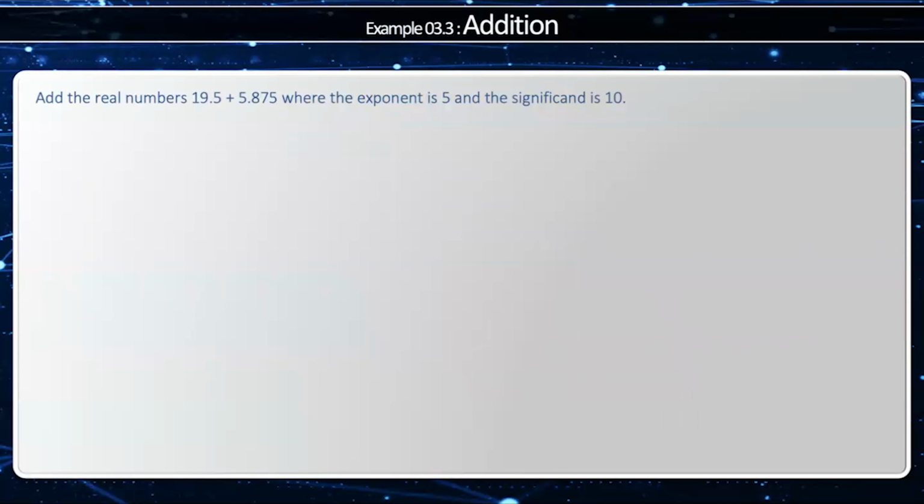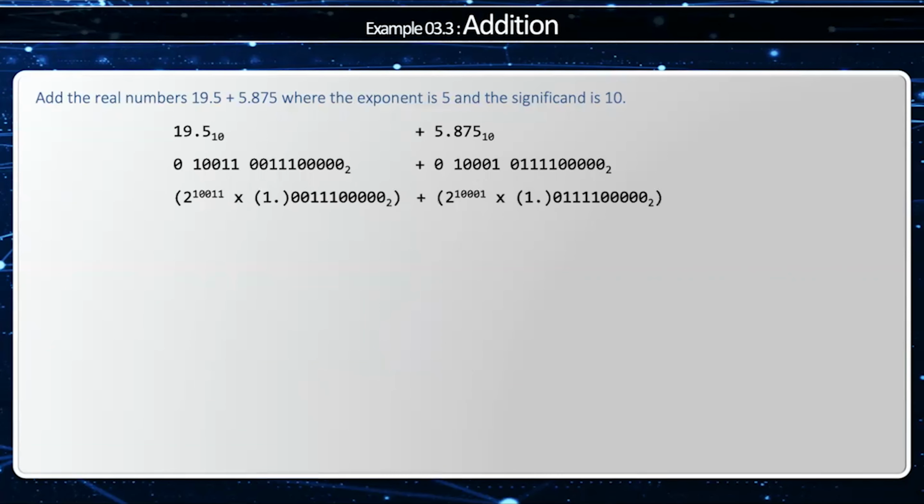All right, let's take a look at another example. Let's say 9.5 plus 5.875. I'm going to use the same 5-bit wide exponent field and the same 10-bit wide significant field, which is a standard 16-bit floating point number. So 9.5 base 10 plus 5.875 base 10. Here's our floating point notation for each. And then this is another representation of the same.